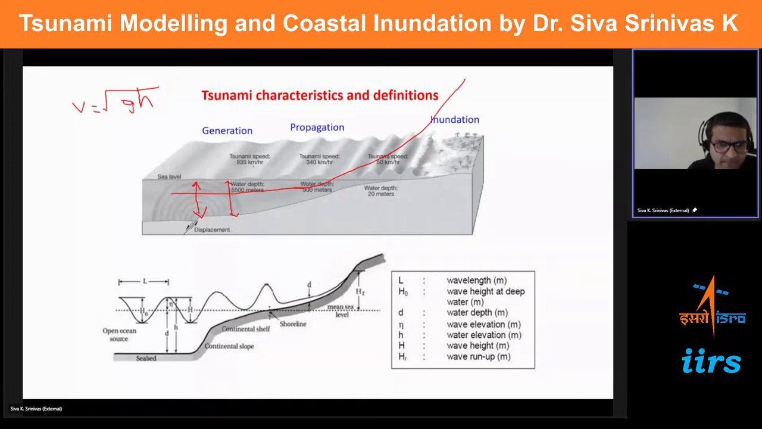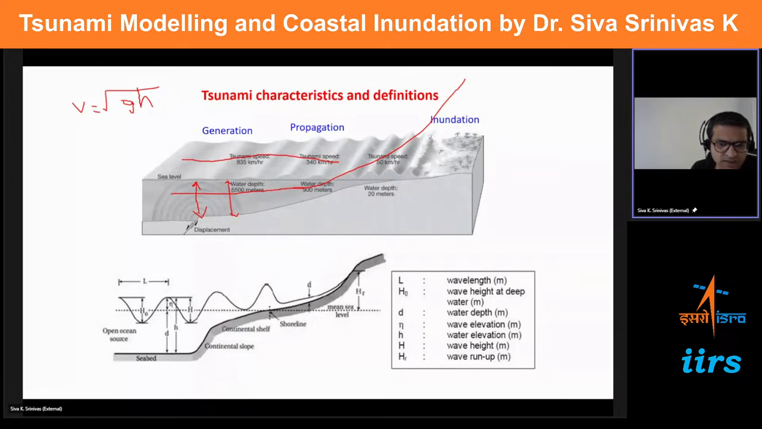Now here, the wavelength of the tsunami is very large in the deep ocean. The period would be around 30 minutes to 40 minutes. I mean, if there is a crest at present, after 40 minutes to 1 hour, there will be again a crest. It takes a long distance and long time to make one complete cycle. So as depth reduces, the wave height increases, it enters into the land and inundates. So these are the typical characteristics of the tsunami wave.